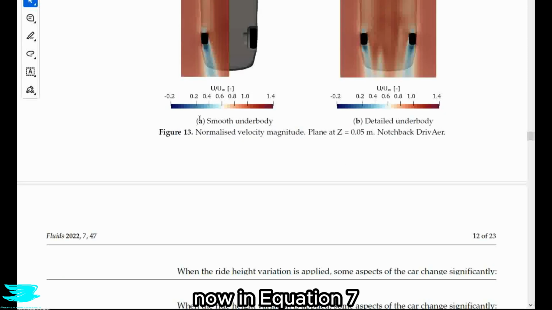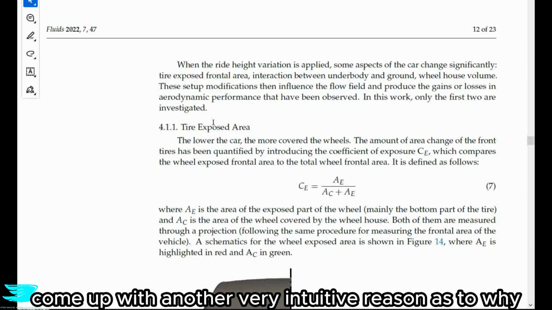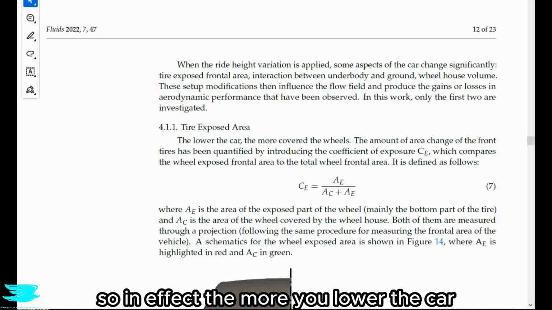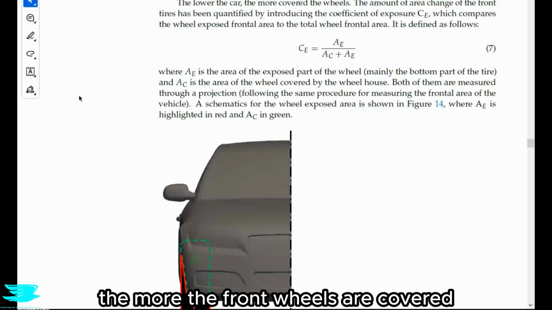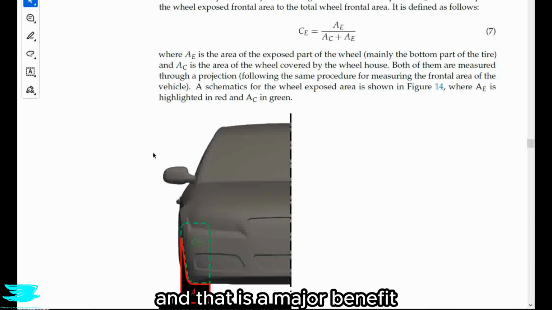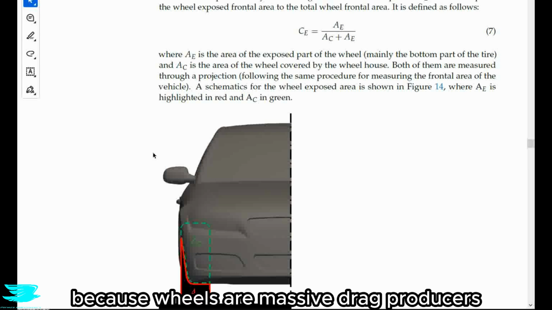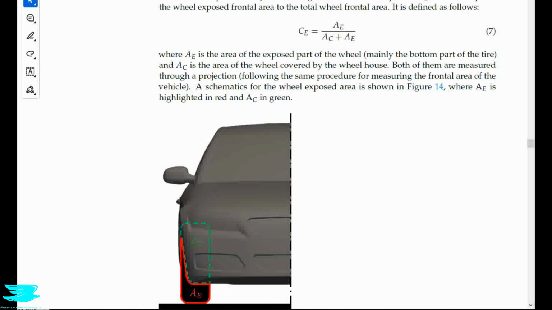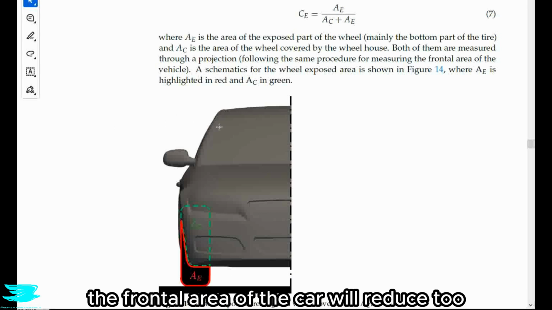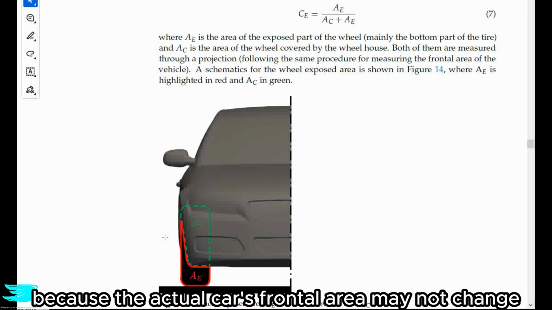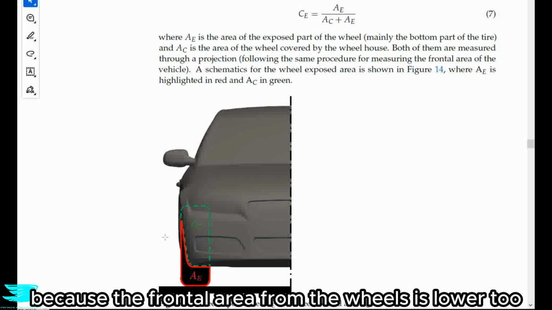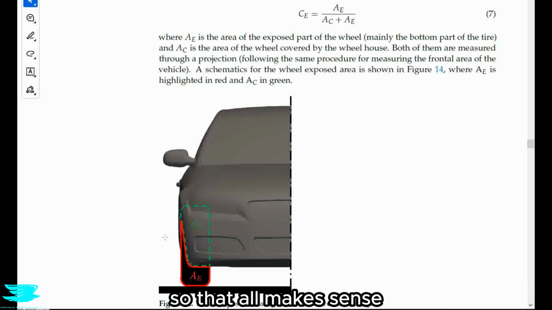Now, in equation 7, the authors come up with another very intuitive reason as to why lowering the car reduces the drag area. So in effect, the more you lower the car, the more the front wheels are covered, and that is a major benefit because wheels are massive drag producers. So covering them with a much more streamlined shell, the car, will definitely reduce the drag area. By covering them as well, the frontal area of the car will reduce too, because the actual car's frontal area may not change, but the total is less because the frontal area from the wheels is lower too. So you will get a reduction there too. So that all makes sense.